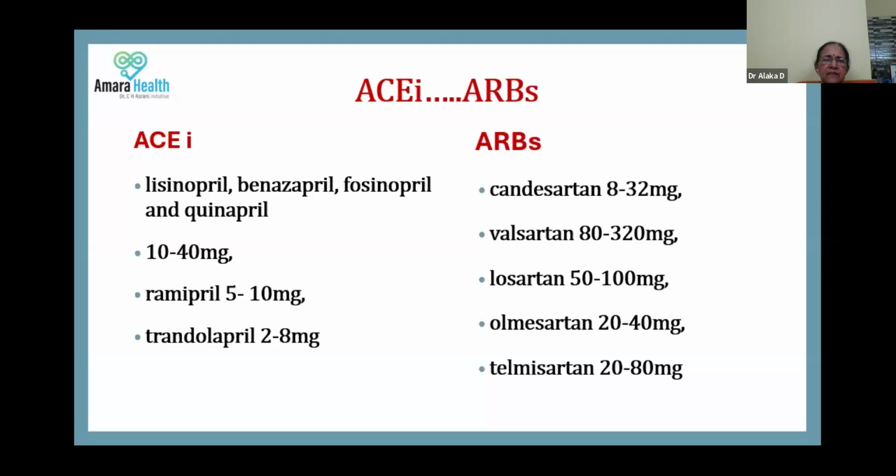ACE inhibitors. Which are the ACE inhibitors we can use? Lisinopril, benazepril, fosinopril, and quinapril. The dose is 10 to 40 milligram of these drugs. So you start with 10 milligram, go on titrating, go to the maximum dose. That is your strategy 1. Or after going to 20 milligrams, if it is not getting controlled, add another drug. So lisinopril 10 to 40 milligram, ramipril 5 to 10 milligram, trandolapril 2 to 8 milligram.